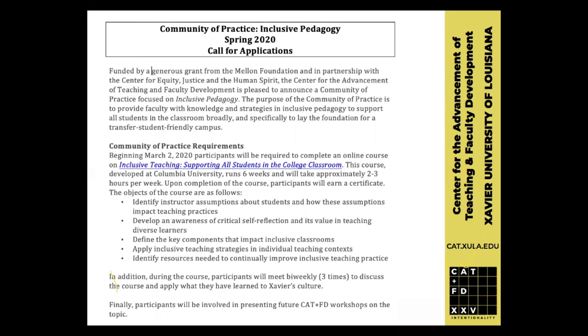We can do this for Lent. Right? So what do you want to do for Lent? You want to become an inclusive teacher. Love it. So it's 6 weeks only. It starts right after Mardi Gras and it ends before Easter.